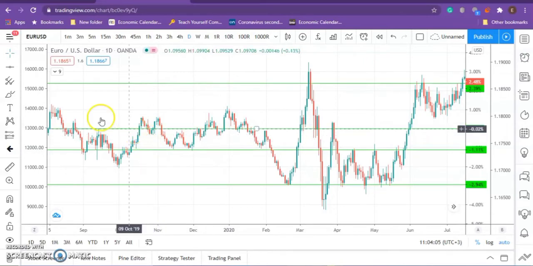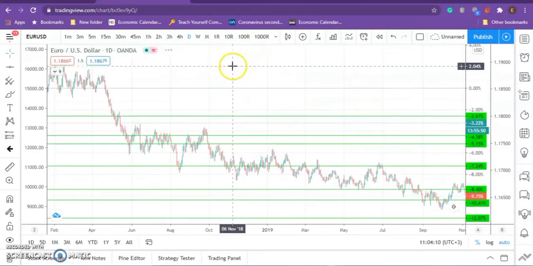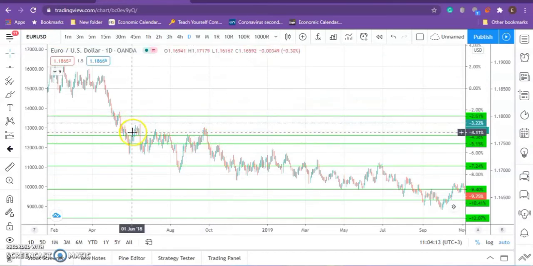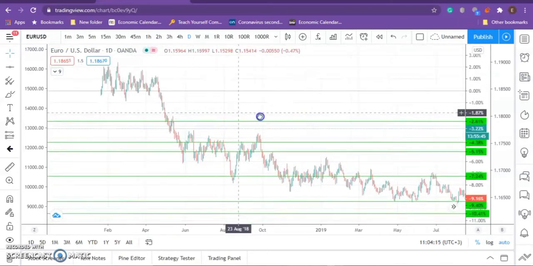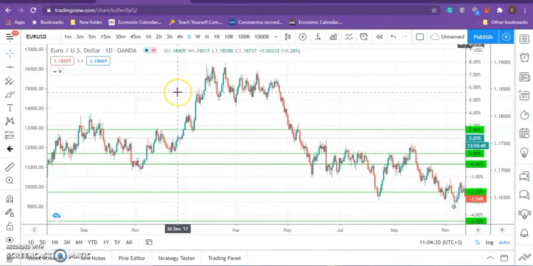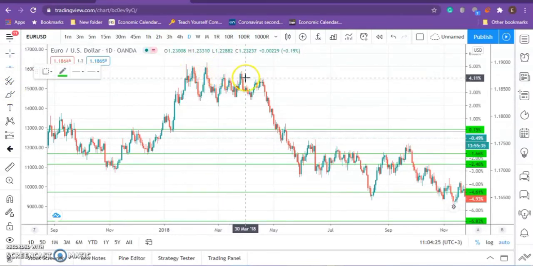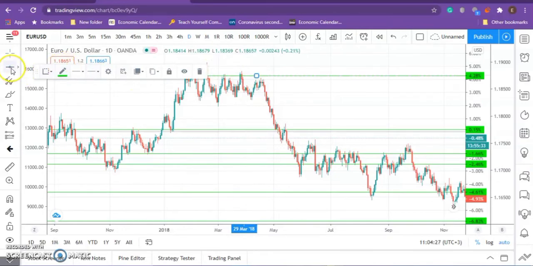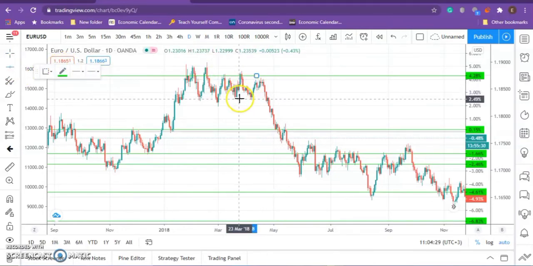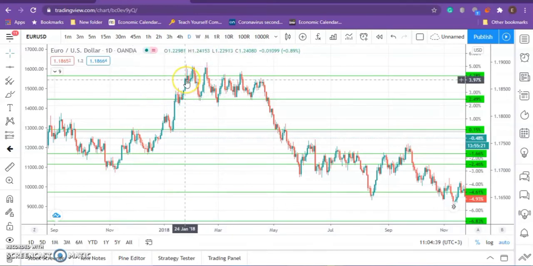Let's take another good example. You can see all these points are holding up here. All these points you put are holding up. Then I go way back, even right over here. Because of these points, I can put my resistance point here and my support here. We call these false breakouts. Because of these false breakouts, we can put our points there.